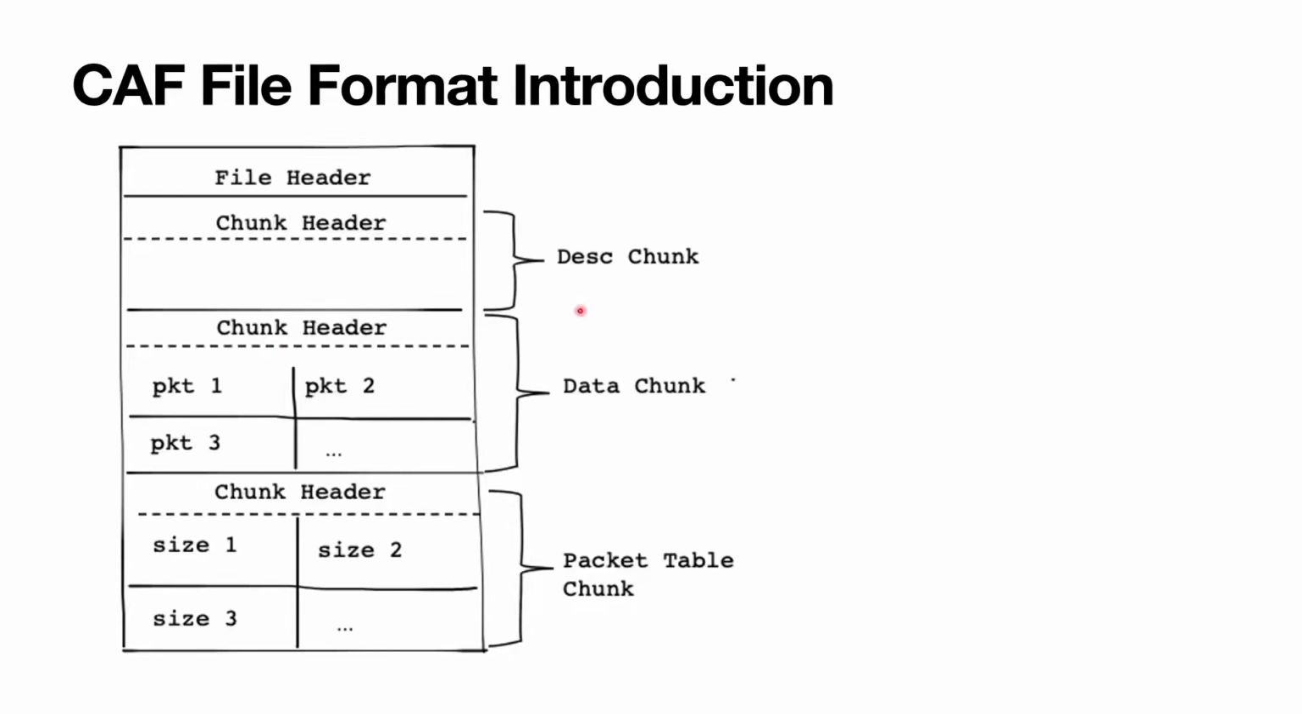Desc chunk mainly stores some metadata of the file. Data chunk stores all the packets, and packet table chunk records the size of each packet. During parsing, the packet table chunk will be read first to obtain the size of each packet, and then go to the data chunk to read the corresponding packet.